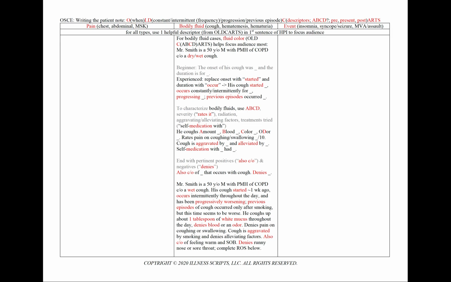So that's just, the same thing goes if he's having bloody urine, any pain on urination, or vomiting blood, any pain. Anytime you have anything, it's good to ask about just general pain: has there been any pain? And now aggravating and alleviating factors. So his cough is aggravated by smoking and he denies alleviating factors. So again, the importance of putting down the pertinent negatives too.